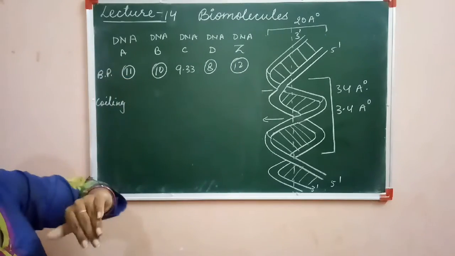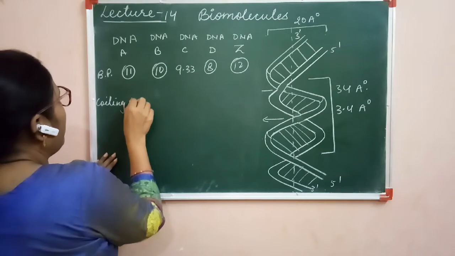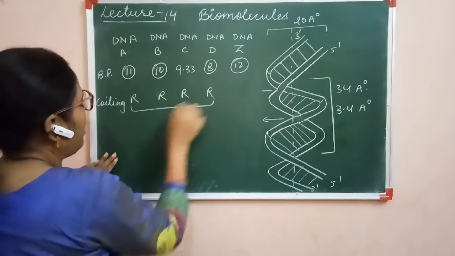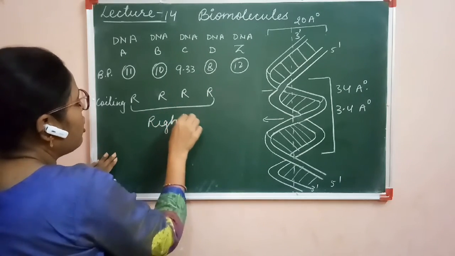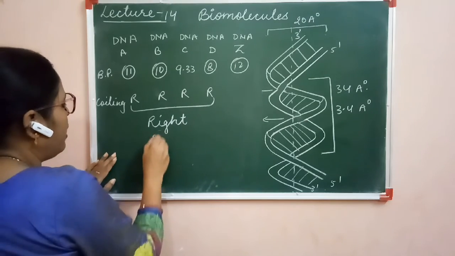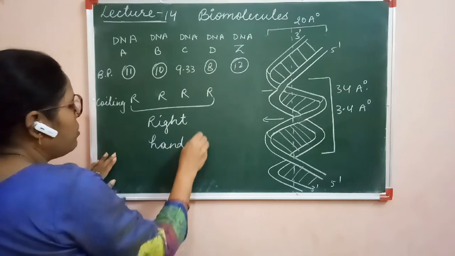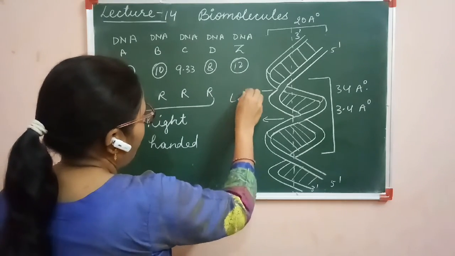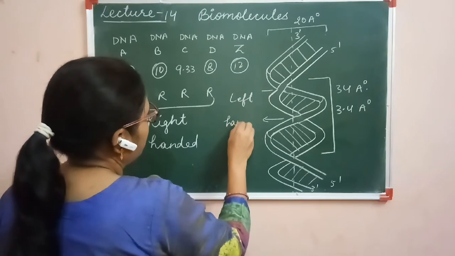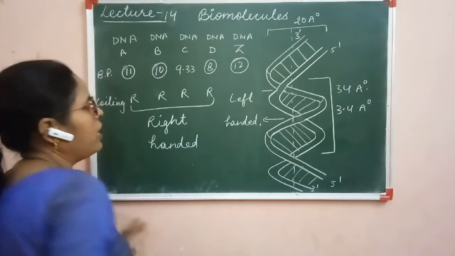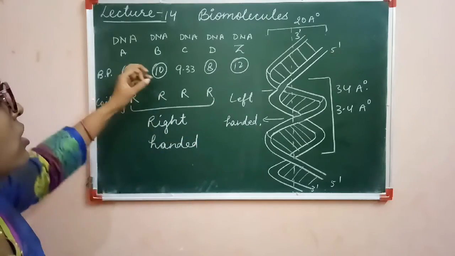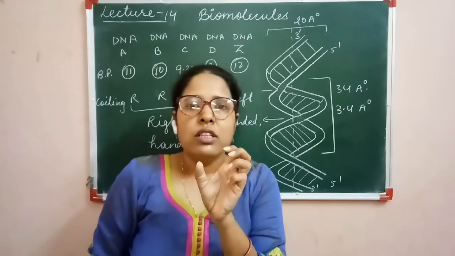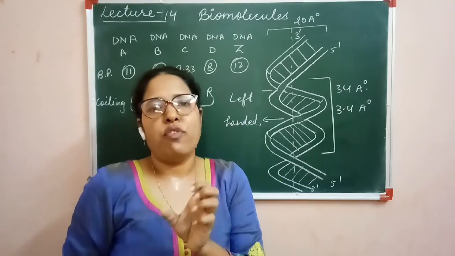Out of these 5 types of DNA, A, B, C and D are right-handed. Clear? It means right-handed coiling is present in them, means clockwise. And in case of DNA Z, the left-handed coiling is present. So these are the different types of DNA. Out of these, we have drawn the structure of DNA B, which was given by Watson and Crick. So this is all about the different types and structure of DNA.